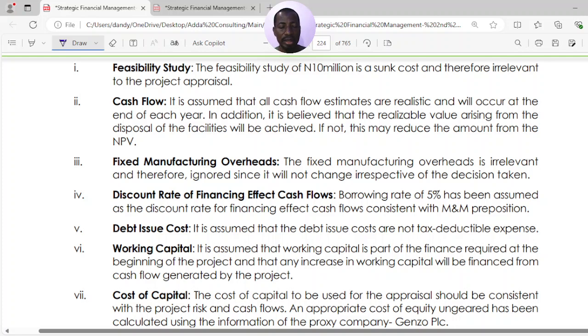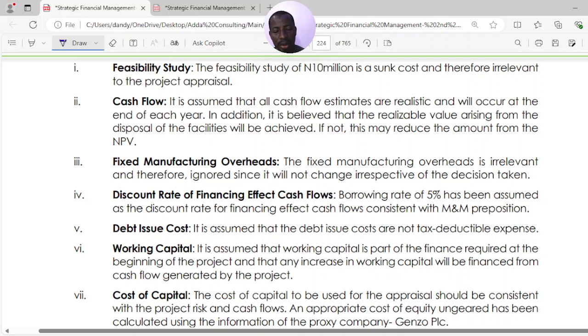All right. The number 3 assumption is the fixed manufacturing overhead. Remember, the production cost of 150 million. Out of that, we are told that fixed manufacturing overhead of 38 million naira will not change, whether the project is undertaken or not. Therefore, the fixed manufacturing overhead is irrelevant and therefore ignored, since it will not change irrespective of the decision taken.